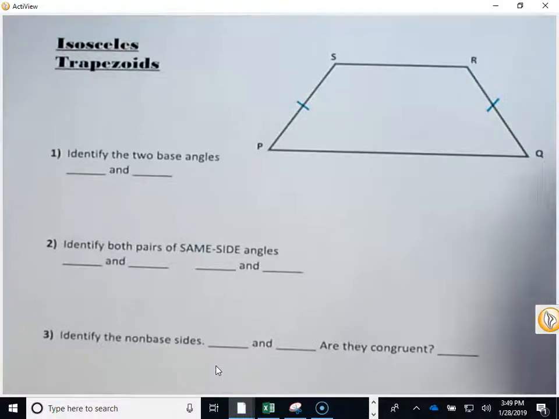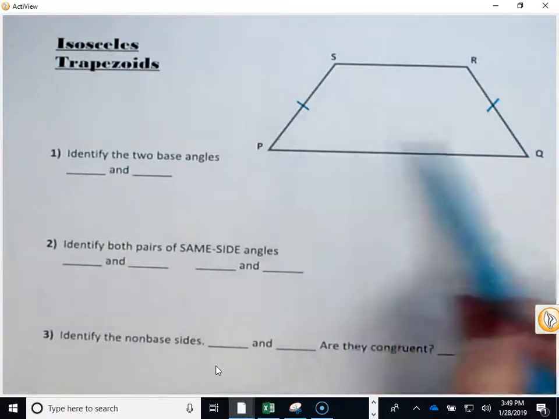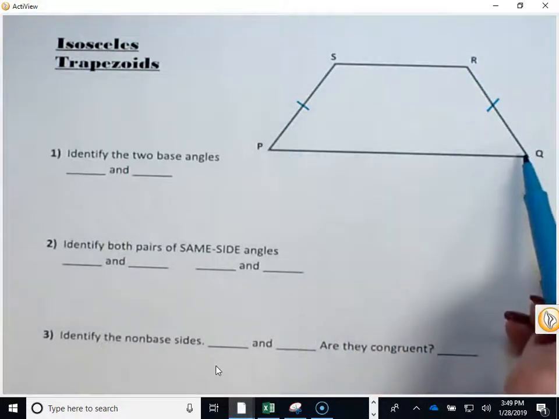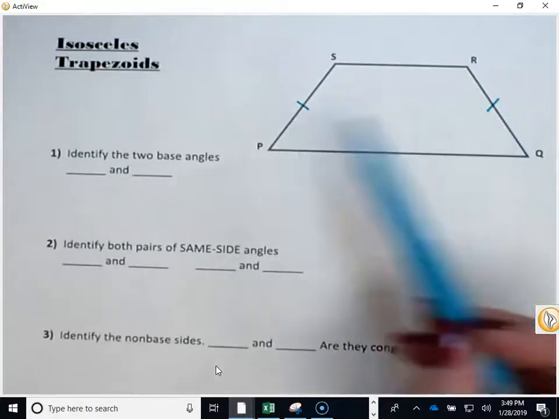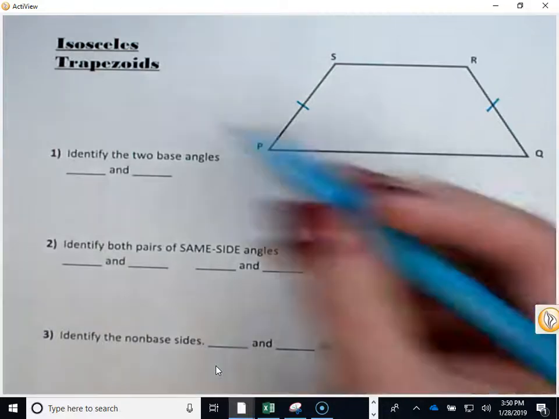Now we're going to identify our base angles. Our base angles are always going to be the two bottom ones, where the legs meet the longer side, the longer parallel side. So in this case, angle P and angle Q are our base angles.